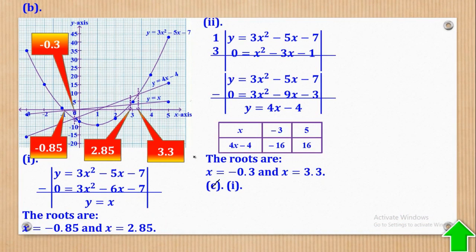So part D (i), the range of values for which the curve is less than 0 is from this intercept to this intercept. So they have to be from here up to here. So you come and say that the range is from negative 0.9 to 2.6.